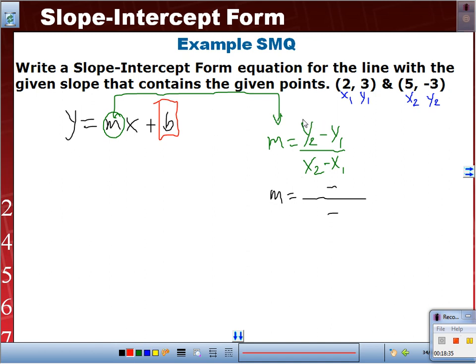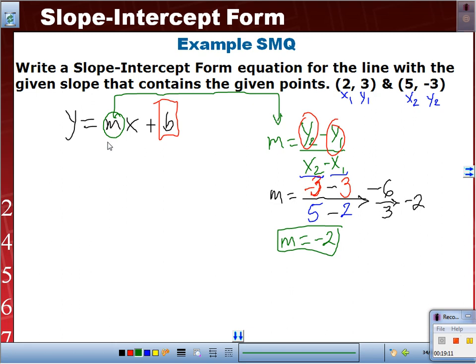All right, so let's see. What is y sub 2? Negative 2. No, negative 3, sorry. What is y sub 1? Positive 3, all right. What is x sub 2? 5. What is x sub 1? 2. Let's see what we get. Negative 3 minus 3, that's negative 6. What is 5 minus 2? 3. So what is negative 6 divided by 3? Negative 2. Therefore, my slope is negative 2. So that goes where? Right there. Okay.